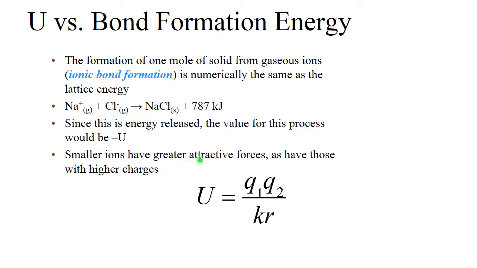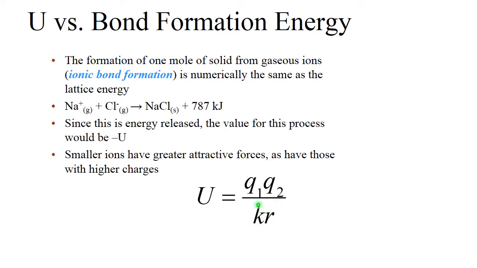Smaller ions have greater attractive force, and so do those with higher charges. Energy is electrostatic, so we can apply Coulomb's law, stating that energy would be proportional to the charge of ion 1 times the charge of ion 2. These charges are opposite, so total energy would be negative, and divided by the distance between them.